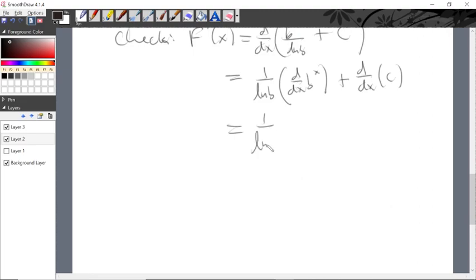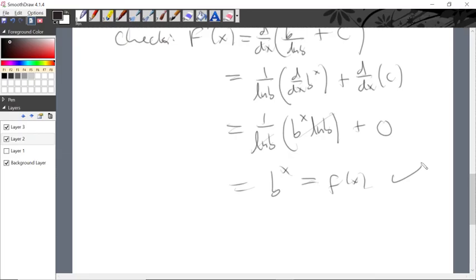So we have 1 over the natural log of b. Our derivative of b to the x, as we've already discussed, is b to the x times the natural log of b. And the derivative of our constant is 0. And now our constants will cancel each other out, so we are left just with b to the x, and that was our original function. So that verifies our result.